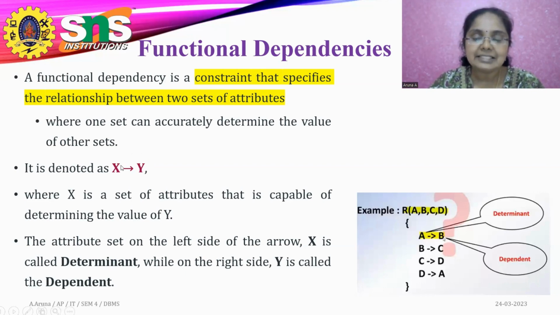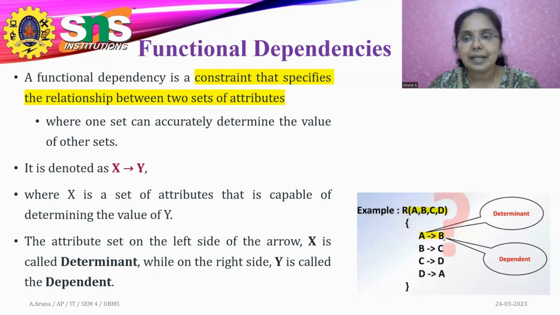X is the set of attributes that is capable of determining the Y value. Then we can call this particular relation a functional dependency. Otherwise, we can say this is not a functional dependency. We identify this because we have to eliminate or remove the redundant data present in the particular relation.